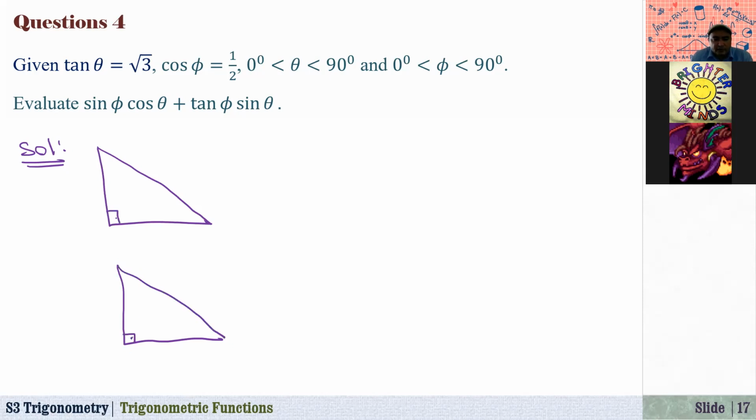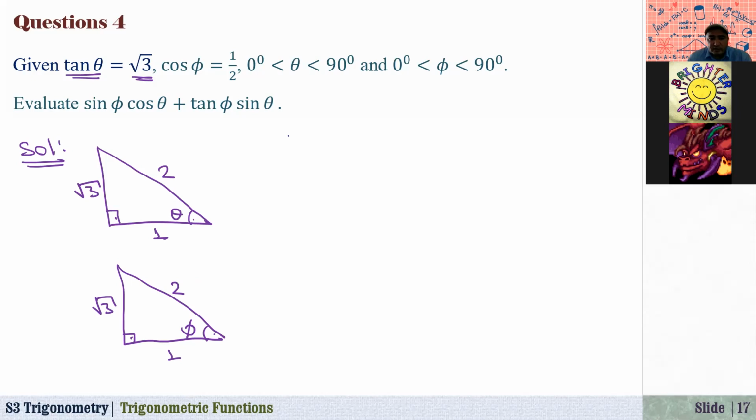The first one is for theta. Let's say this angle is theta. In our second triangle, let's say this one is phi. So since tangent of theta is equal to square root of 3, opposite side is square root of 3, adjacent side is 1. So hypotenuse should be equal to 2. And the second one, cosine of phi is equal to 1/2. So adjacent side is 1, hypotenuse is 2, so this should be again square root of 3. We are talking about similar triangles.